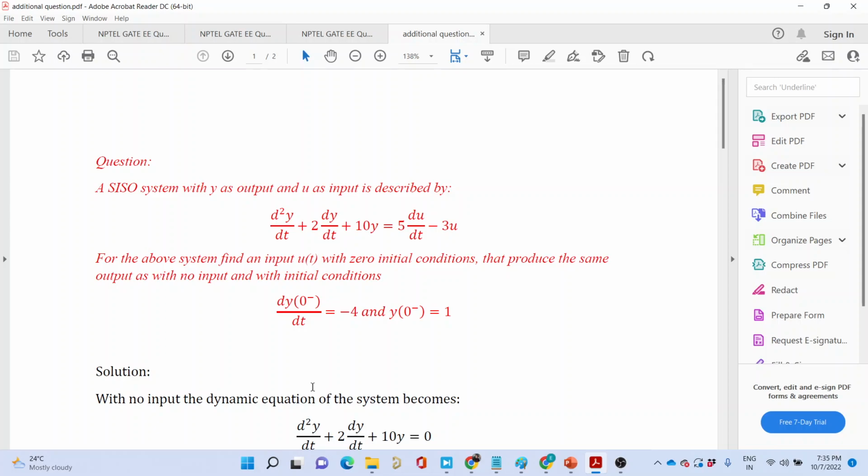Sir, the transfer function is defined when initial conditions are zero, by Laplace transform. So how can we use these initial conditions? We are not finding the transfer function at all. We are just equating the response. We are finding y, we are finding the output.